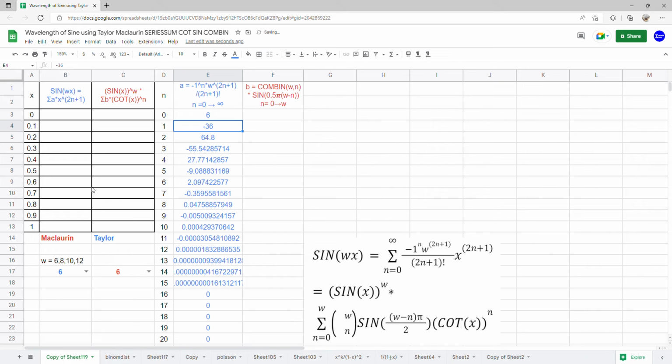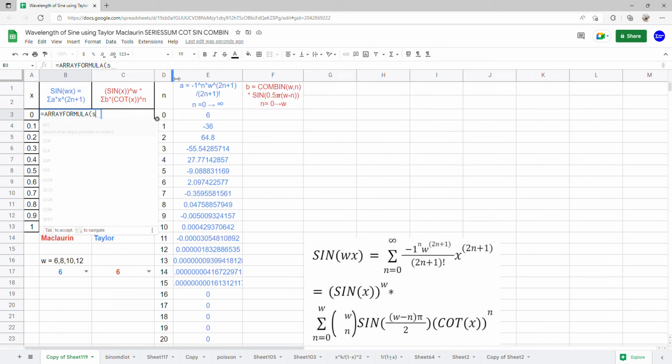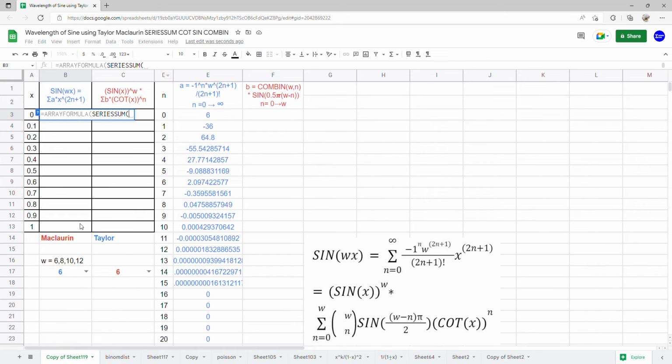Now we can continue with the summation, which is array formula, series sum. So this is the Maclaurin series of the x values raised to the power 2n plus 1, where 2n plus 1 starts from 1 incremented by 2, and the coefficient will be this range. Now we continue with the Taylor series.